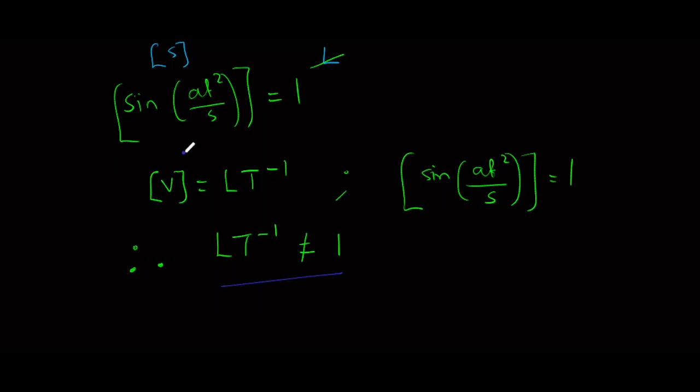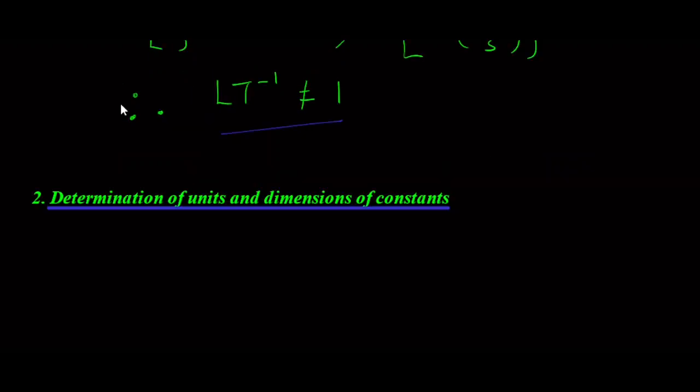That is all about the first application, which is used to check the consistency of an equation. Now let's look at the second application of dimensional analysis: determination of units and dimensions of constants. We can use dimensional analysis to determine the units and dimensions of some constants in physics. There are some constants that have dimensions and units, therefore dimensional analysis can be used to obtain them. This application is actually based on the first application. That means we can obtain the units and dimensions of the constant provided that the equation is dimensionally consistent. That means the left hand side is equal to the right hand side.